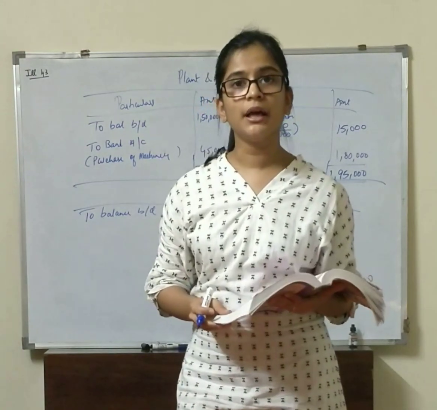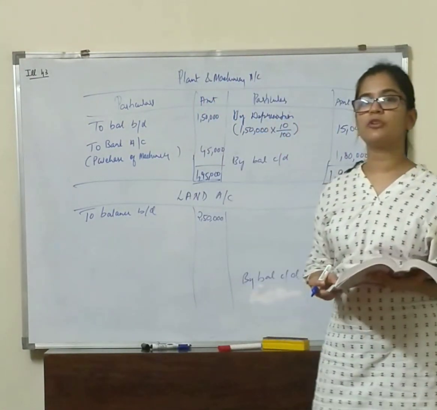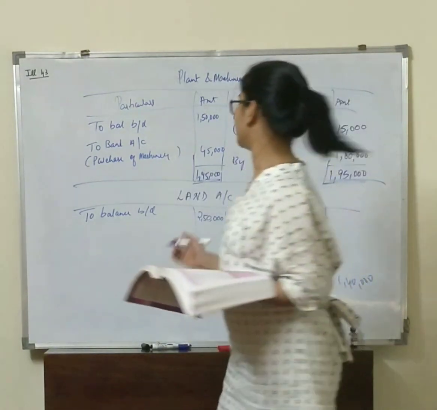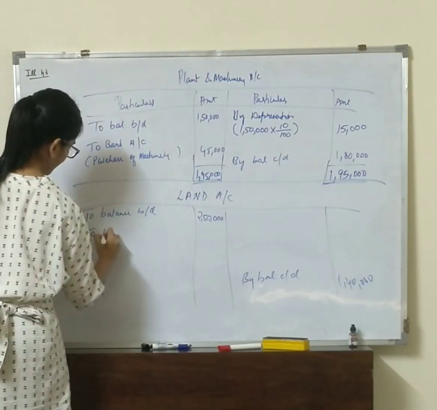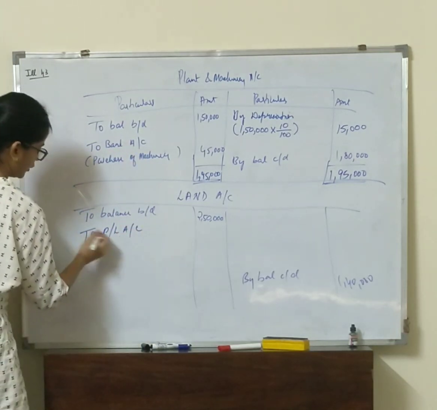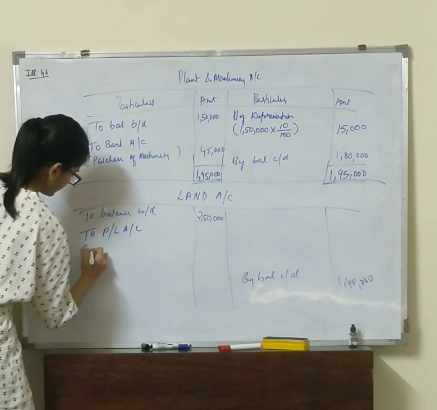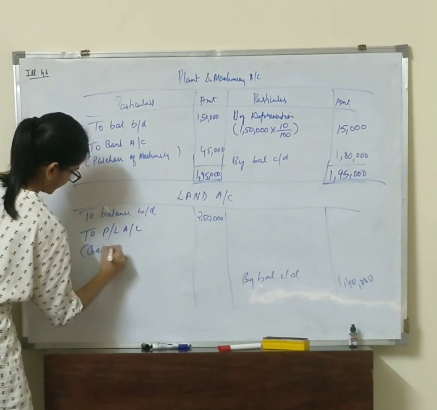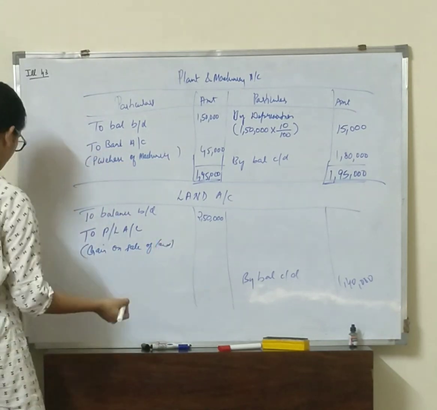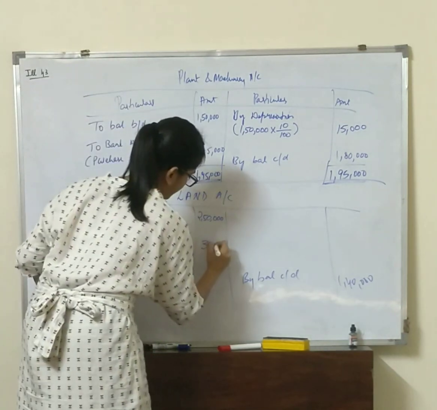So in the adjustment they have given gain on sale of land. Gain is nothing but a profit on land. Profit is always on a debit side and loss is always on a credit side. So you will write on your debit side to profit and loss account. In bracket you will write gain on sale of land. How much is it? 30,000.